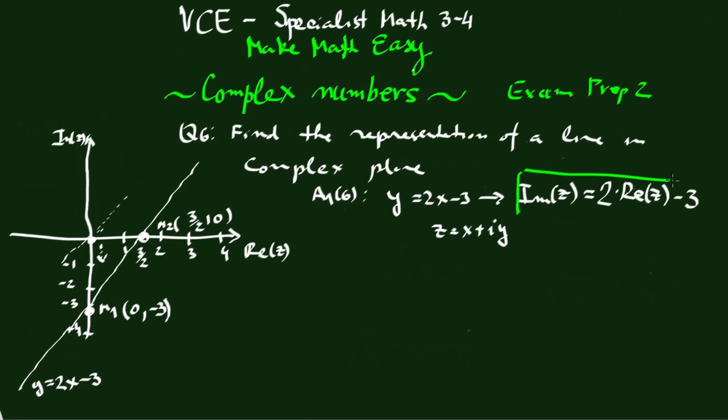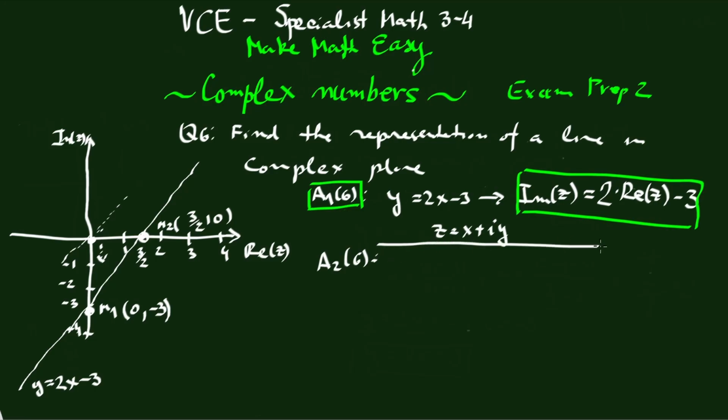So this will be answer 1. But what if answer 2 requires it in the form z minus something? So that's what we're going to do with that. Our answer 2 of 6 could be the following. So we want it in a form of z. Remember, the line is equidistant.